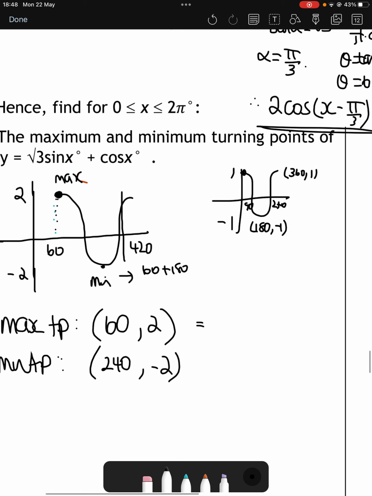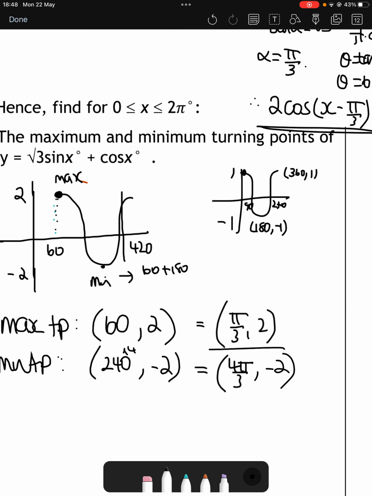Now we need to put them in terms of radians. So in terms of radians, we're going to have pi over 3, 2. Now 240, again, how many pi over 3s? You can think of it like 8 pi over 3. No, that's nonsense. 4 pi over 3. How do we get from that to that? Times by 4. 4 pi over 3, negative 2. So these are your two answers.